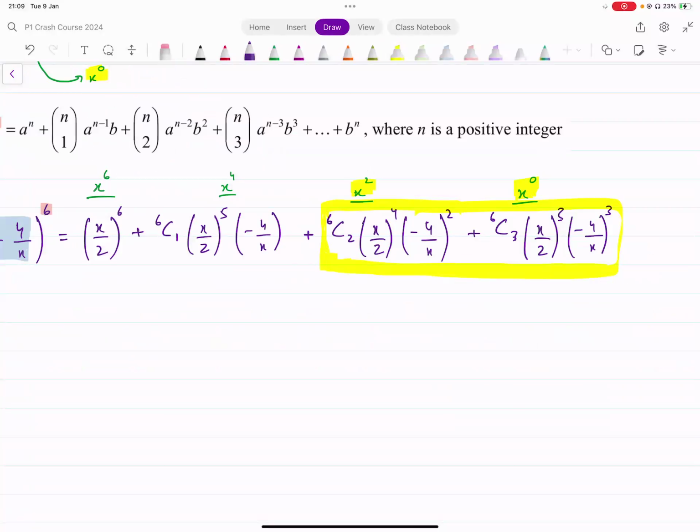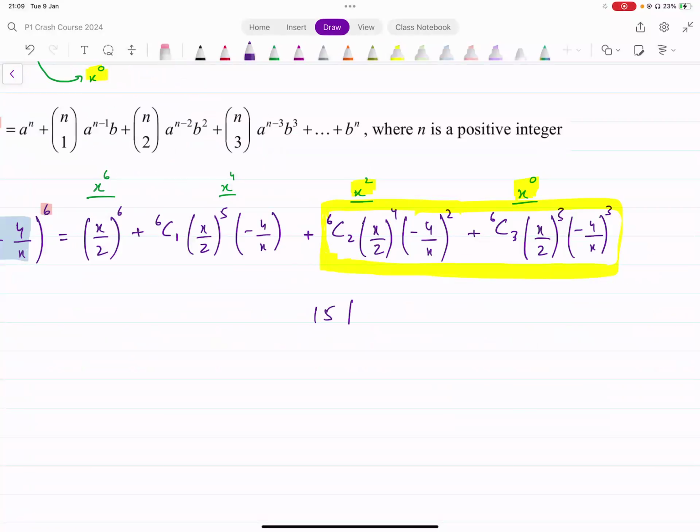6c2, what's that? 6c2 is 15 into x raised to power 4, 2 raised to power 4, that's 16, into minus 4 whole squared, that is 16, divided by x squared. And then the second one, that's 6c3, 6c3 is 20. Again, you can do that on your calculator. X cubed over 8 minus sign and then a cube.